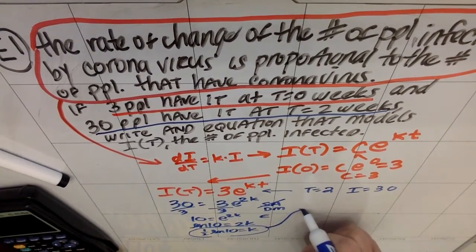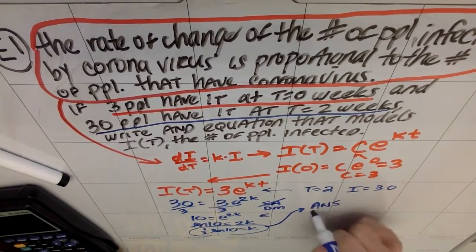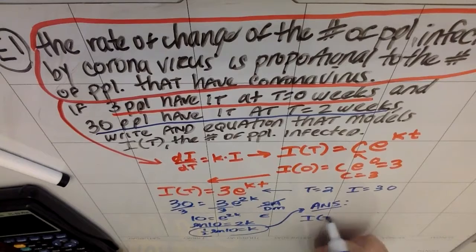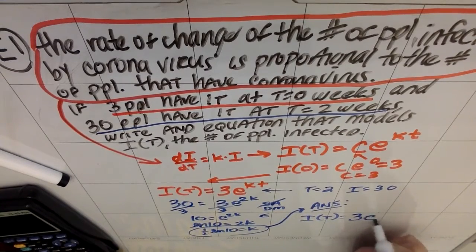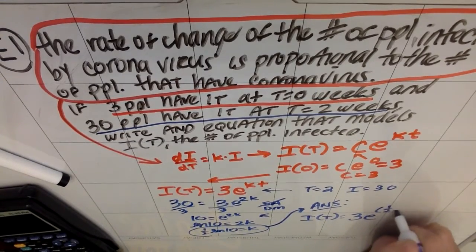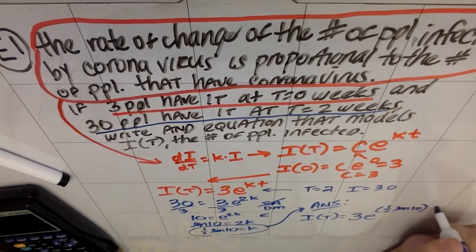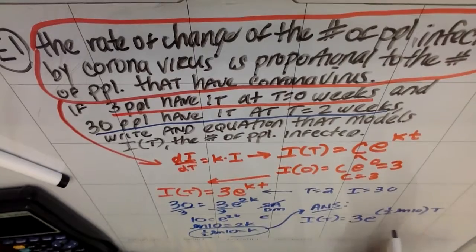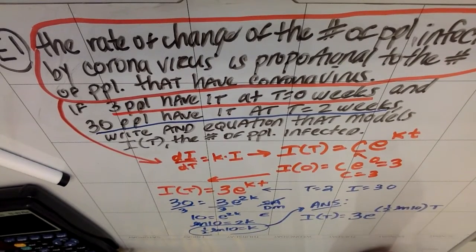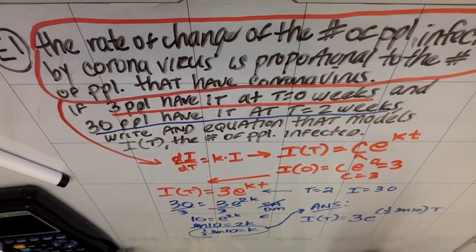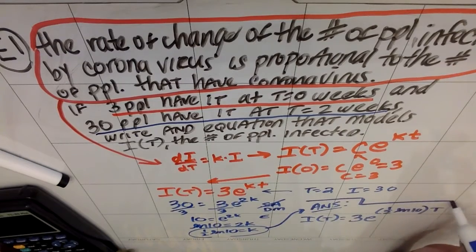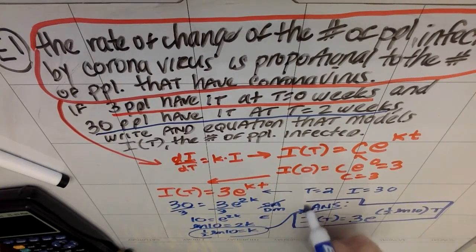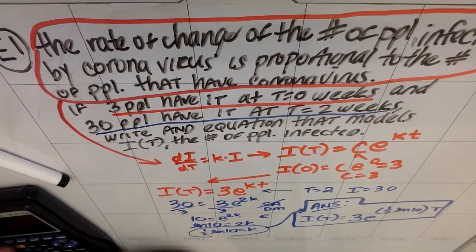So my final answer in this problem is that I of t is 3 e to the, and then I'm just going to put my k in parentheses to make it clear that the t is not inside the natural log. So I of t equals 3 e to the, and then my k was 1/2 natural log of 10, all in parentheses, times t, and that is my final equation. Sometimes you'll be asked to use it, but sometimes you're just asked for the equation.